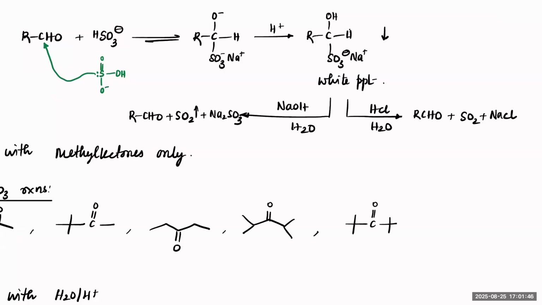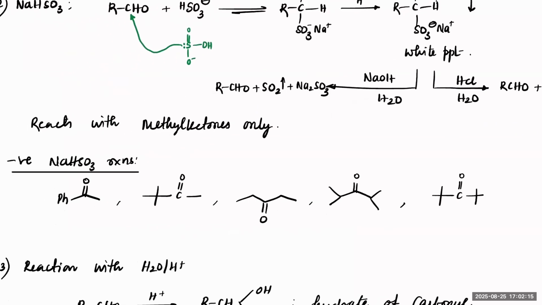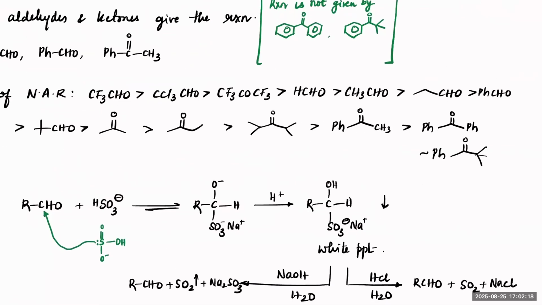Right. So this white precipitate, if you add it with basic medium, it will become Na2SO3, SO2 will go away, and you will get this as aldehydes. In acidic medium also, it will become RCHO, SO2 will go away, and NaCl will form. Done. So that's how you will get aldehyde in both the cases. This is being used as a very important reaction for the separation process.